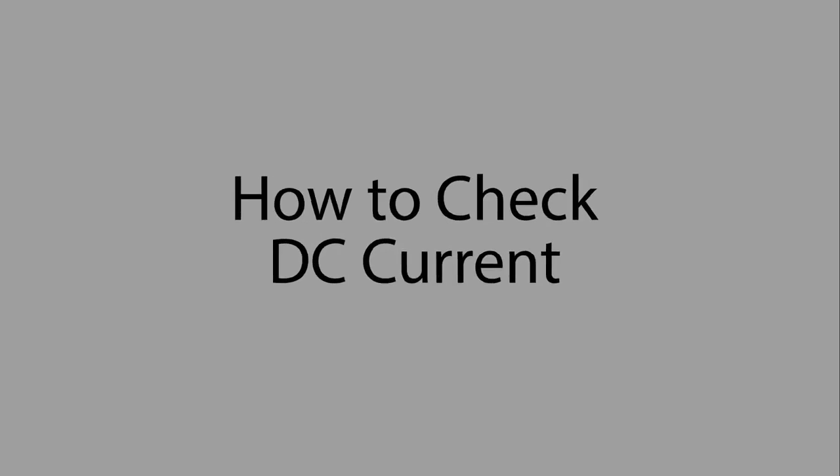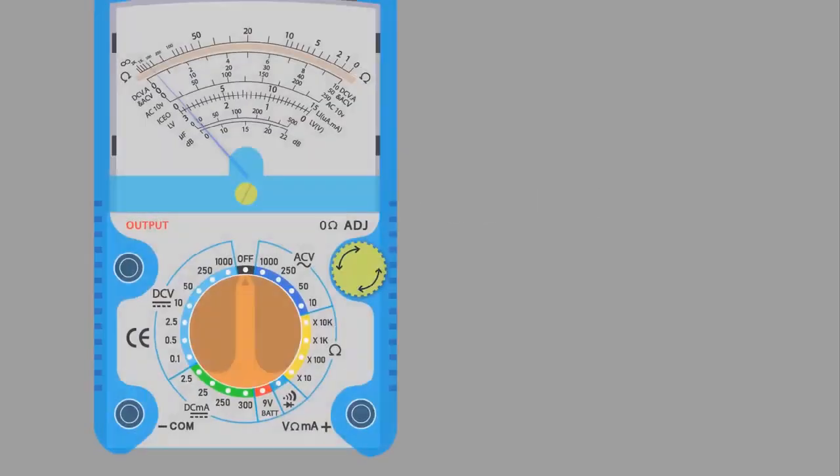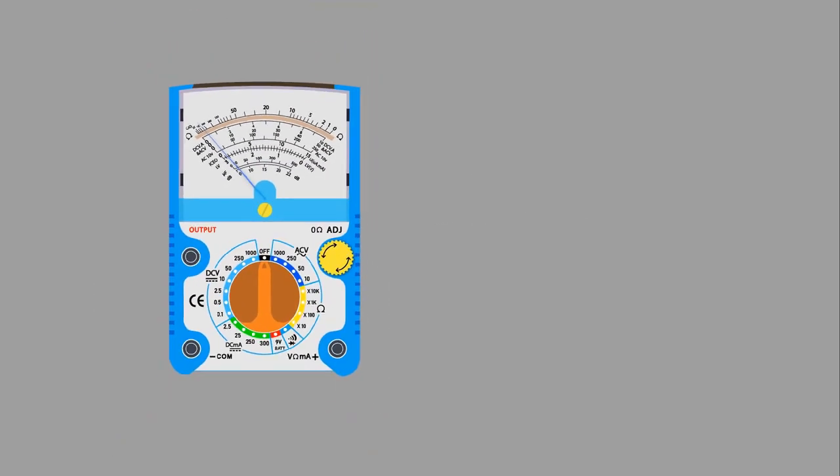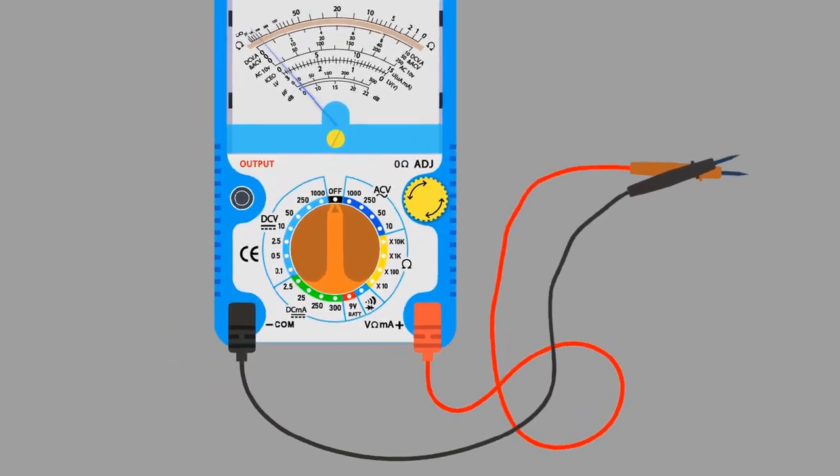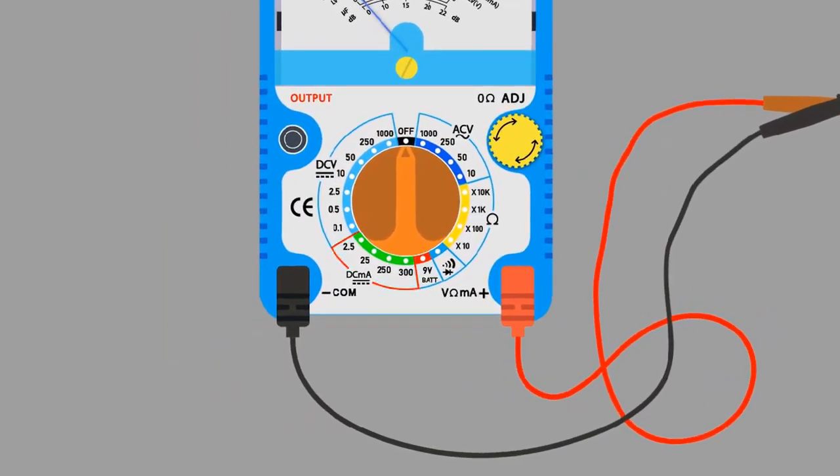How to measure DC current with an analog multimeter. Take an analog multimeter. Connect the black probe with the common port. Connect the red probe with the positive port. The blinking line shows the DC current section. The arrow shows the measuring range of DC current.